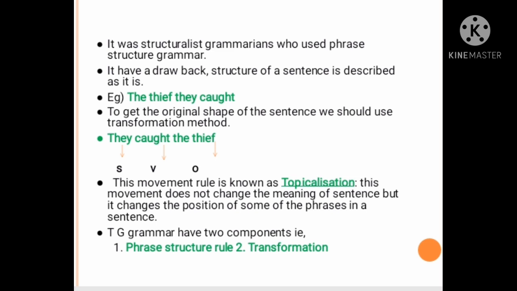So TG grammar has two subcomponents, that is the phrase structure rule and the subcomponent of transformation. As a part of the study of TG grammar, Noam Chomsky introduced two concepts, deep structure and surface structure. Deep structure means the structure of a sentence that doesn't undergo any transformation. An example for deep structure is the thief they caught. Surface structure is the structure of a sentence that undergoes transformation. They caught the thief is an example for it.